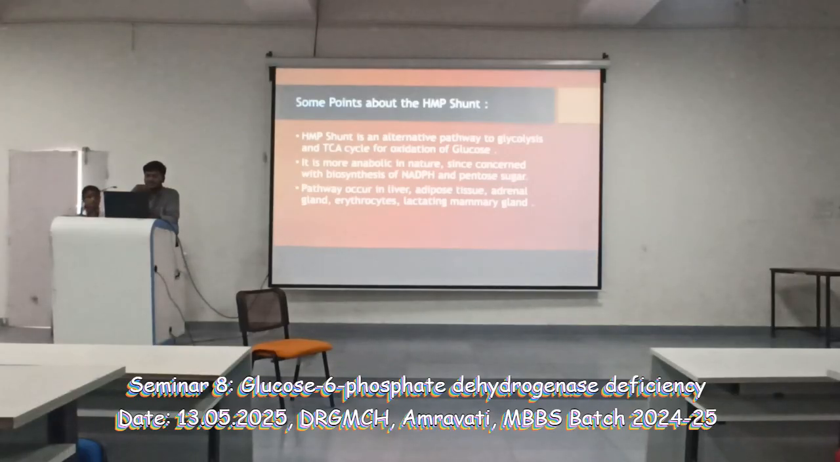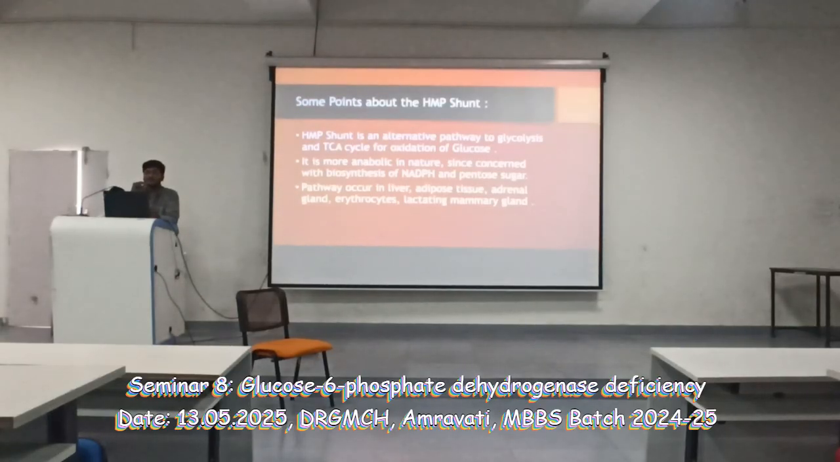The HMP shunt pathway. The HMP shunt pathway is an alternative pathway for glycolysis and the oxidation of glucose. It is more anabolic in nature since it is concerned with the biosynthesis of NADPH and pentose sugar. The pathway occurs in the liver, adipose tissue, adrenal gland, erythrocytes, and lactating mammary gland.